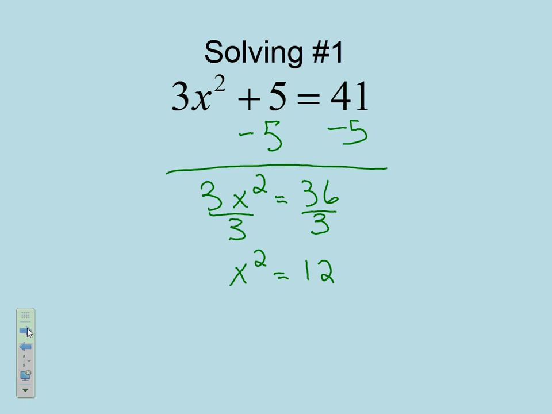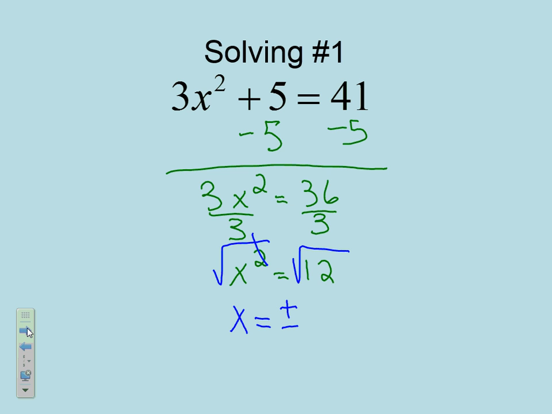Now, to get rid of our squared, we're going to take the square root. Those cancel, so I get x. I'm going to have 2 solutions. So I have to put plus or minus. Okay? Now 12. 12, we have to think to ourselves, what perfect square goes into 12?